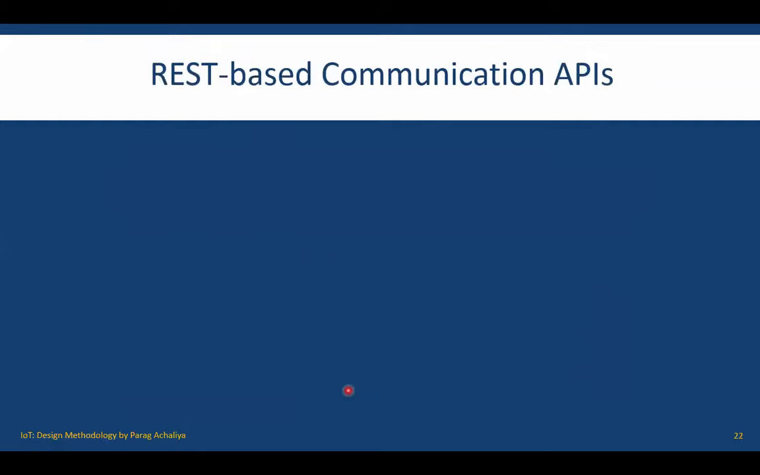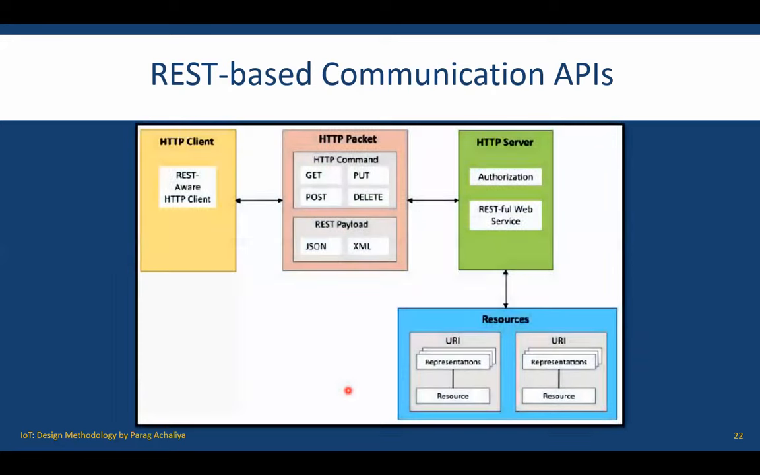So we will see the very first one, REST-based communication API. This is the structure of REST-based. Here there is one client, there will be a server, there are some external resources available, and the client will send some data to the server. That data will be sent through various packets. When there is a connection between client and server, that connection will be an HTTP connection. So this client will be your HTTP client, and this server will be the HTTP server.